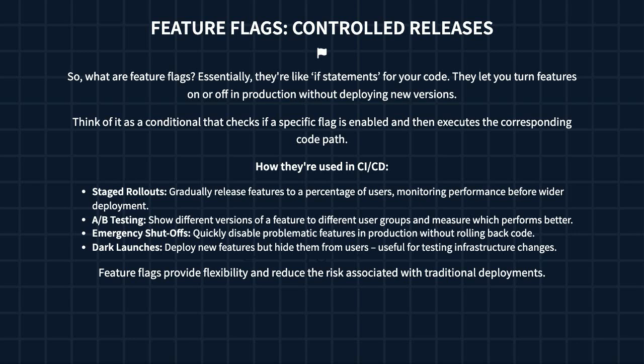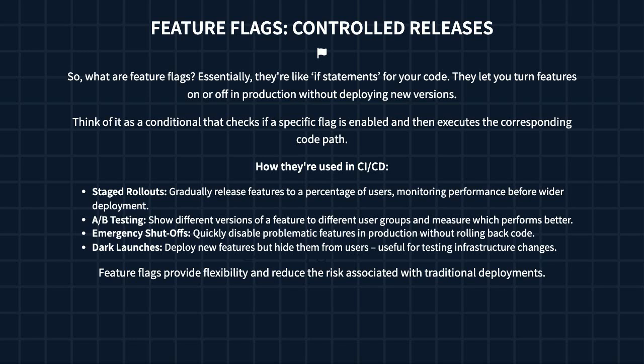Think of them as conditional statements in your code. If this flag is set, then run this part of the code. It is super useful for controlled releases, like gradually rolling out a new feature to only a small percentage of users at first, letting you monitor performance before it goes live for everyone.